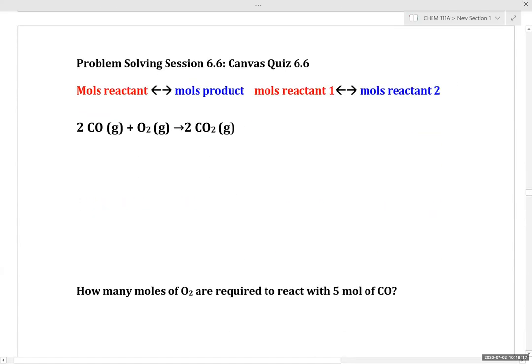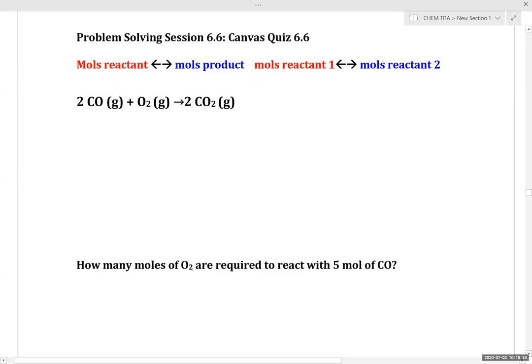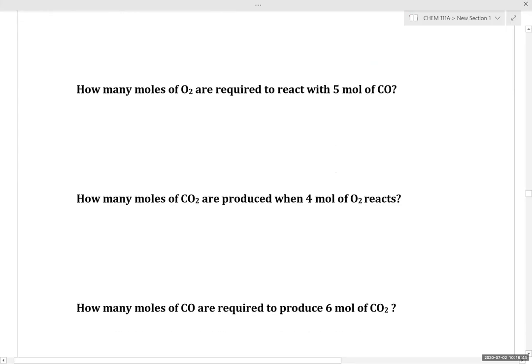Let's try to apply what we've learned. For this problem, you can submit your responses in the chat, verbally, or via Canvas quiz 6.6. All the Canvas quizzes for this chapter are up and functional. So if you want to submit your responses for immediate feedback, you're welcome to do it via Canvas in addition to the chat. And I'd like you, given the following chemical equation, to answer the following 3 questions.